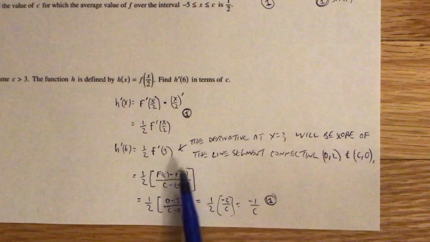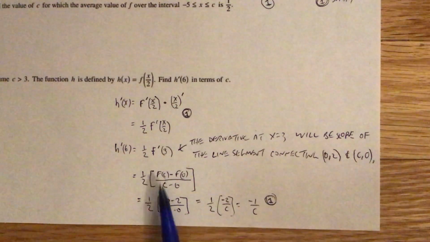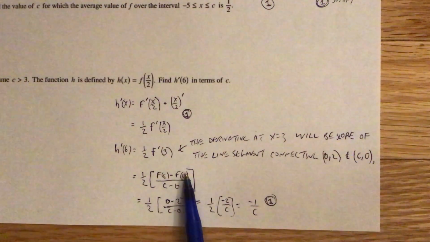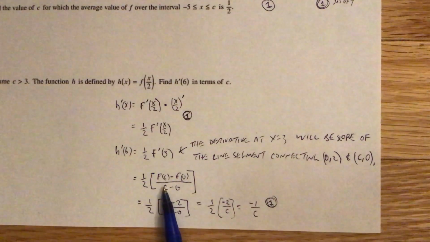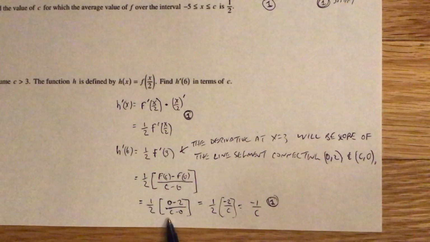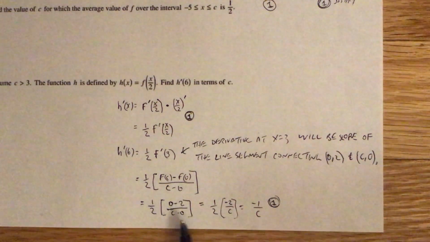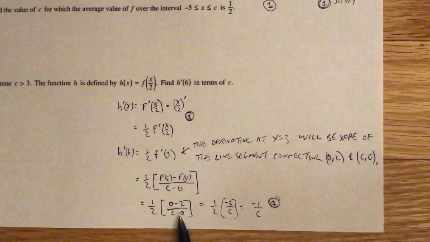This does not come out as a number because I don't know what c is. I do know f of c, the y value associated with c, is 0 because c is a root. f of 0, I know from the picture, is 2. c, I don't know. All I know is it's bigger than 3, but I don't know what number bigger than 3 it is. I'm just going to leave it as c, and then the other part's 0. So now this would actually be an answer. Here's the h prime of 6 in terms of c.